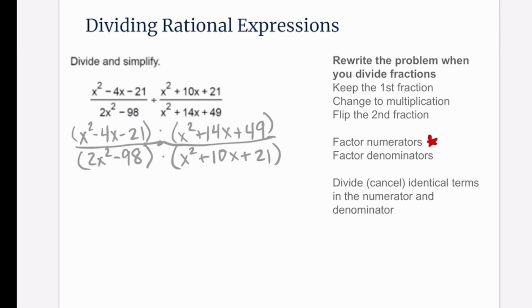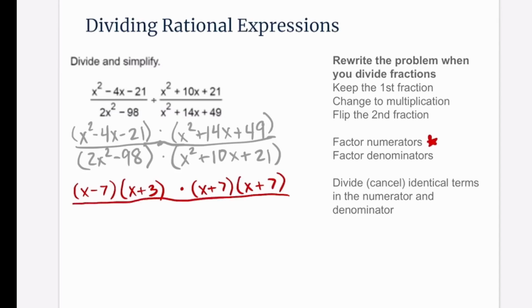So if you don't remember how to factor these, you're going to have to find another video that I have or someone else to remind yourself. But this first numerator is going to factor into x minus 7 times x plus 3. The second numerator is going to be x plus 7 times x plus 7. I don't want to write it squared because I want to be able to see all my pieces.